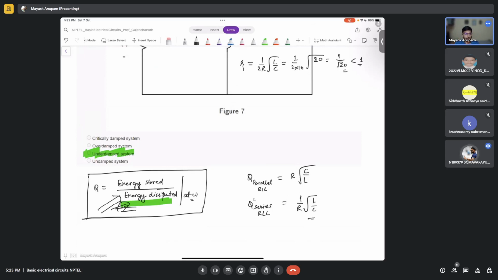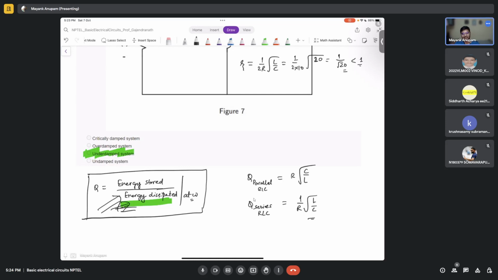Sir, in first order circuits also we will see Q? We don't come across Q in problems for first order circuits, sir. We will find Q factor also in first order circuits, sir. You can define it, but do not use it.